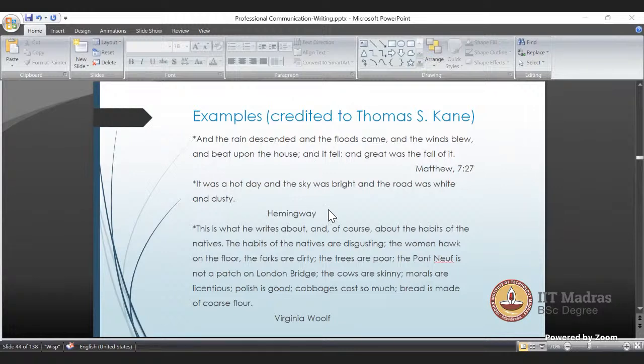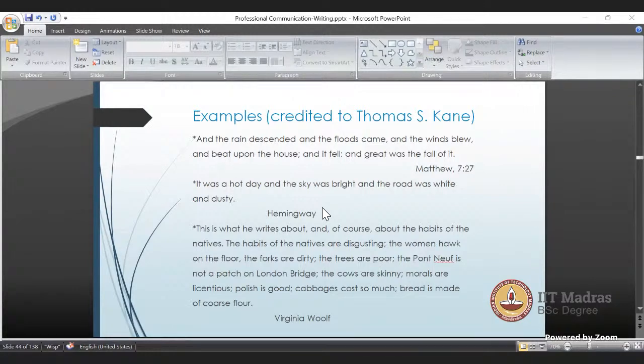Now the second one. This is from Ernest Hemingway's work. It was a hot day and the sky was bright and the road was white and dusty. Again, he also makes use of "and" multiple times. So what happens? Again, it gives you an experiential feeling, yes or no. It's giving you details, adding more to your experience. So it again tells you there are multiple things around you. It also gives you an experiential feeling, same as the first quote.